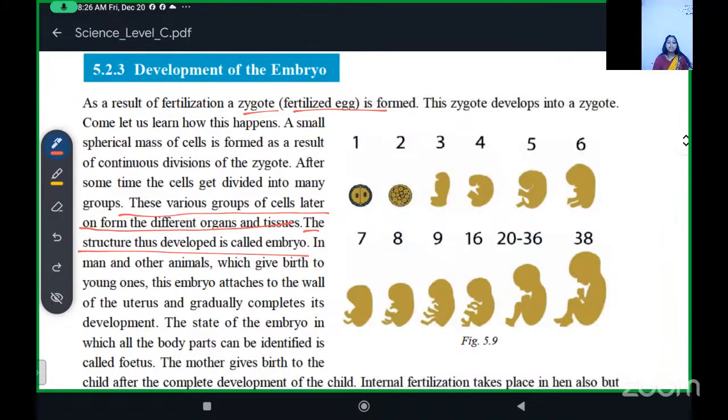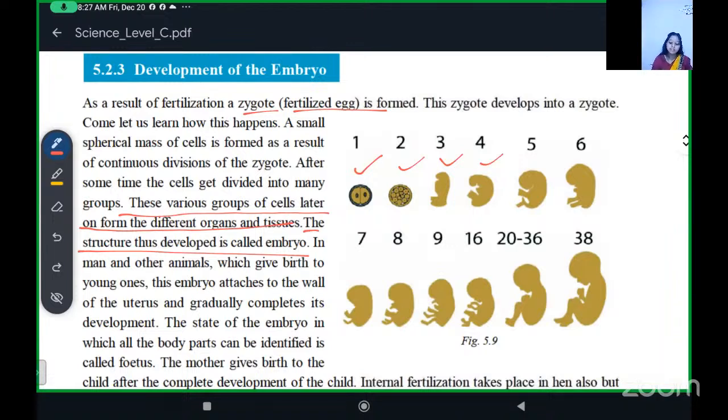Now the zygote divides itself into many cells, and these cells then come together to form different organs and different tissues, and then it develops. This is many cells, this is the zygote, then it becomes an embryo. It gets developed into an embryo.